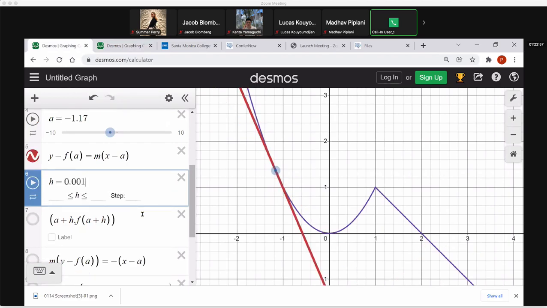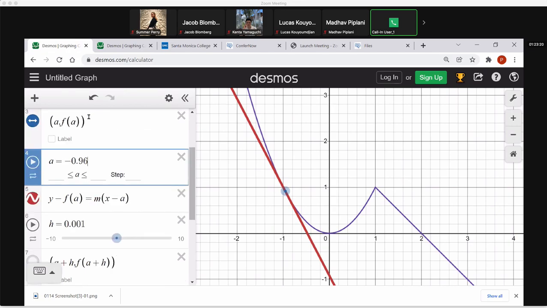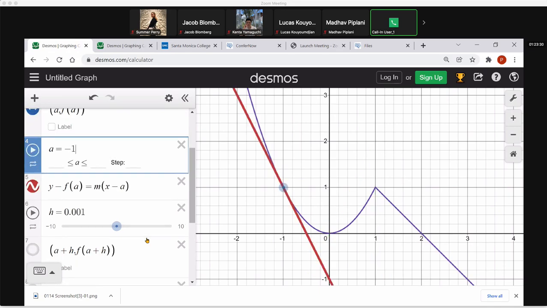The red line is actually the tangent line. It's a two-sided tangent line. Whether we approach from the right or left, we get exactly the same thing. So let's say a equals -1, and then I'm going to make the h move around.